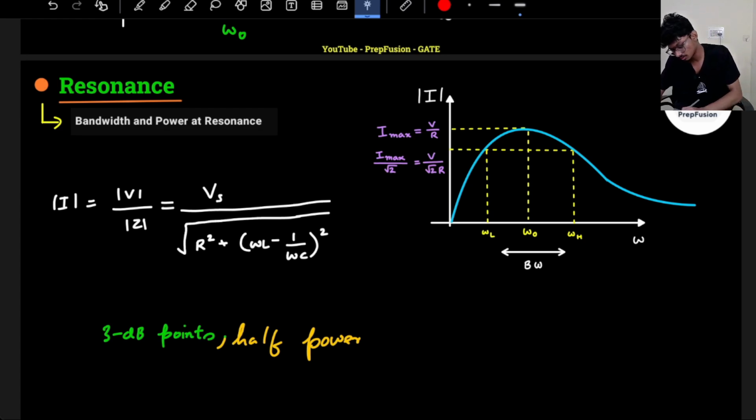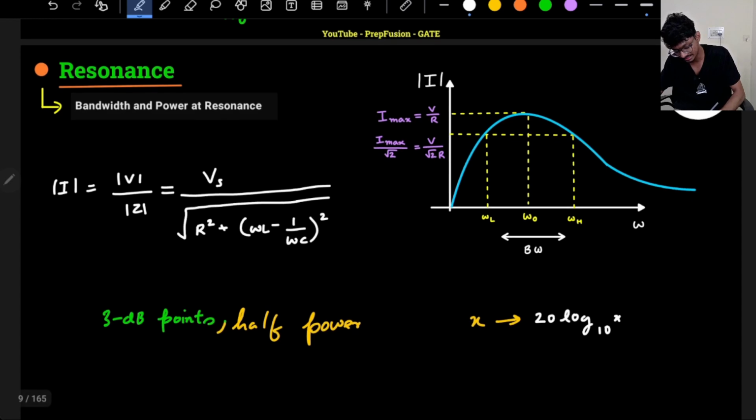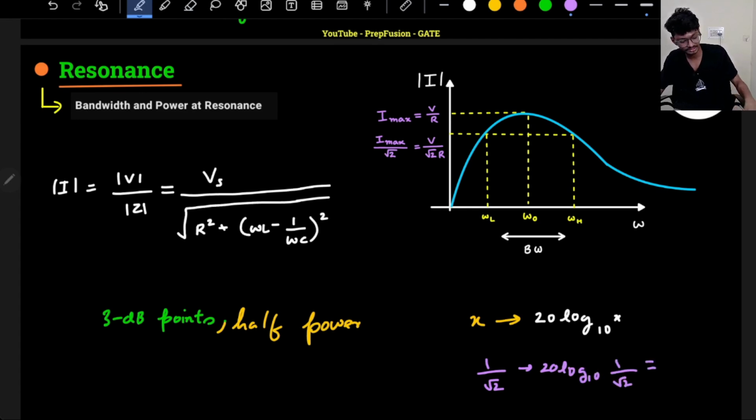Got it? And why is it called 3 dB? If a number is in decimal scale x, and I want to convert this into dB scale, you do 20 log base 10 x. So x, let's say, is 1 by root 2, because I am multiplying by a factor of 1 by root 2. This will be 20 log base 10 of 1 by root 2. If you do this, you will observe it is minus 3 dB. That's why it is called minus 3 dB down.